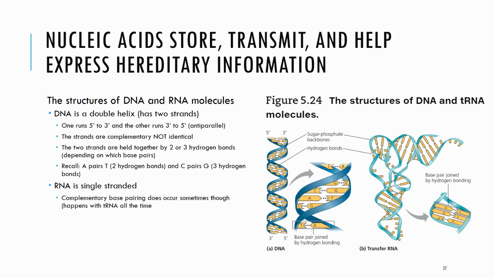Here you can see the structure of DNA and RNA molecules. DNA is a double helix, meaning it has two strands. One runs 5' to 3', and the other runs 3' to 5'. That's why they're anti-parallel. These strands are complementary, not identical. The strands are held together by 2 or 3 hydrogen bonds, depending on whether it is a CG or an AT. Remember that A pairs with T, and those are held together by 2 hydrogen bonds, and C and G are held together by 3.